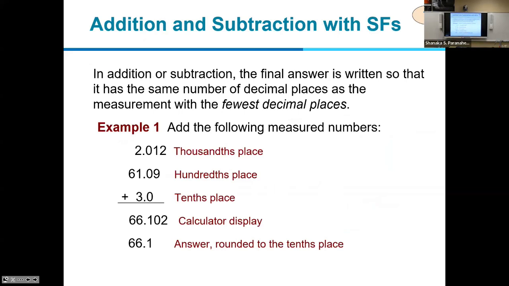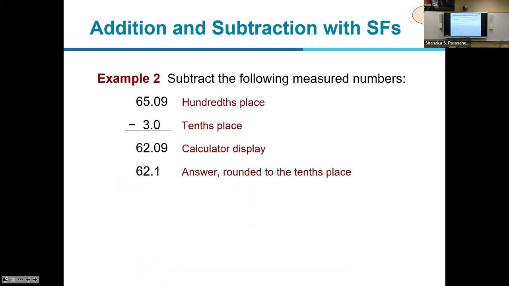The next one is the addition and subtraction rule. So during addition and subtraction, we retain the least number of decimal places. So as an example, we have the thousands place, hundreds place, tens place in this number. So the calculator display answer is rounded to the tens place accuracy. The correct answer is 6661.